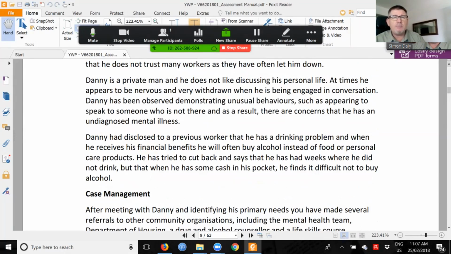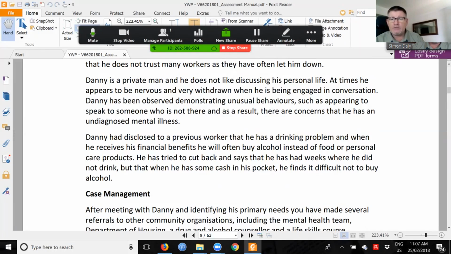Danny has been observed demonstrating unusual behaviours, such as appearing to speak to somebody who is not there, and as a result, there are concerns he has an undiagnosed mental illness. Danny has disclosed to a previous worker that he has a drinking problem. When he receives his financial benefits, he will often buy alcohol instead of food or personal care products. He has tried to cut back and says that he has had a few weeks when he didn't drink, but that was when he had some cash in his pocket.